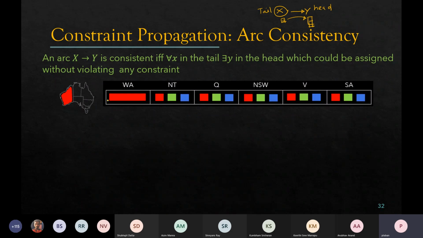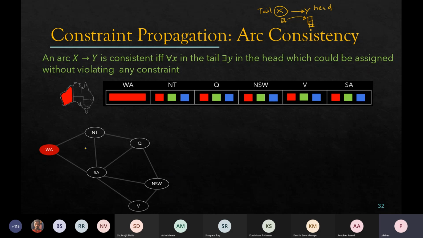So this is a particular state where we have assigned, say, red to WA, and for all the other variables, we need to check whether they are okay or not, right? Now let us see the constraint graph. The constraint graph is like this. We have left out, I guess, Tasmania, because that is not connected to any of these variables. So let us keep that aside.